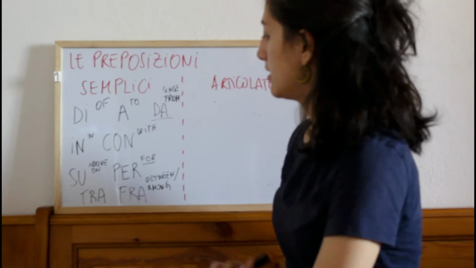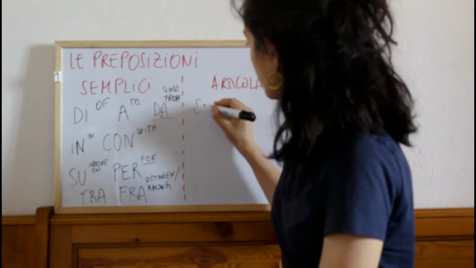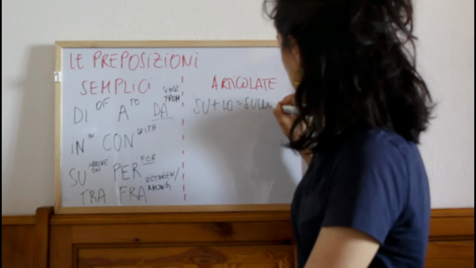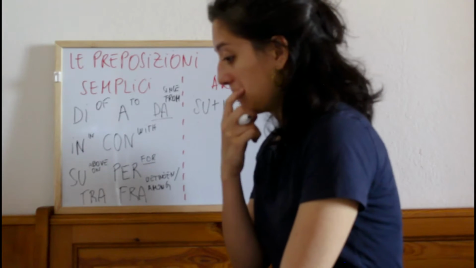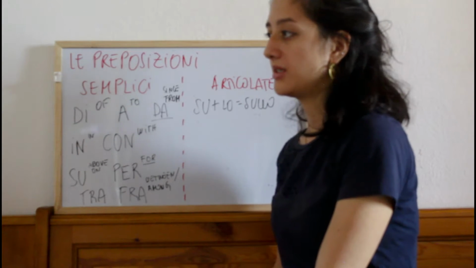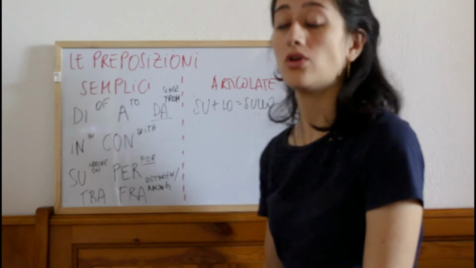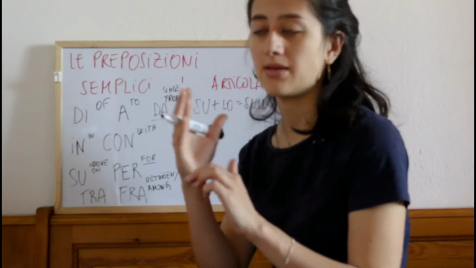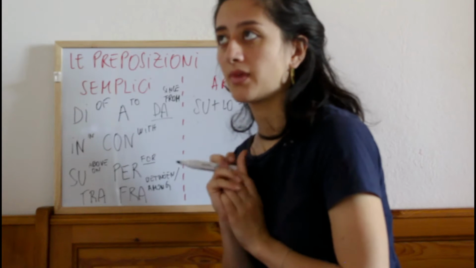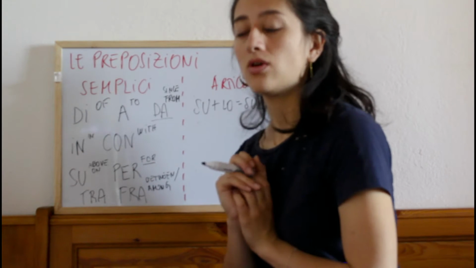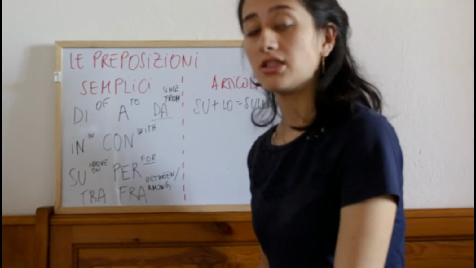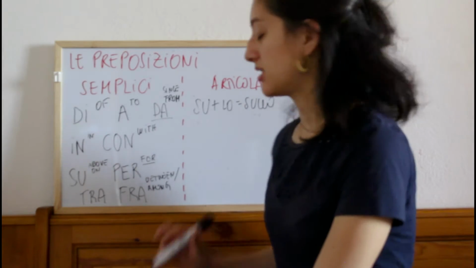Then we have su. Su plus lo becomes sullo. Still here we use sullo with words starting with the same exceptions. For example, questo articolo è sullo scienziato. This article is on the scientist.